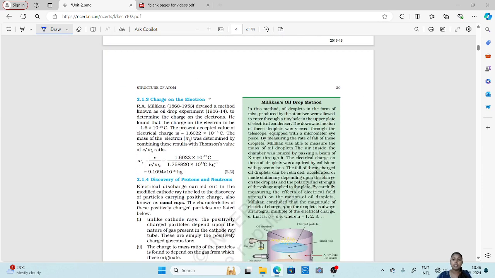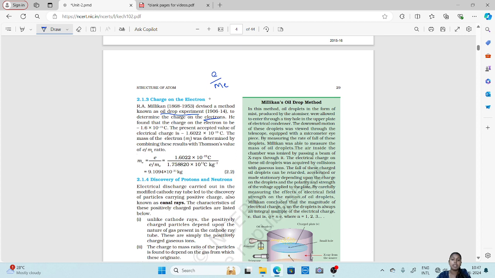Next is the charge on the electron. Now we have found the electrical charge by mass of electron ratio. Now we have to find what the charge on the electron is. So R.A. Millikan devised a method known as the oil drop method or oil drop experiment to determine the charge on the electrons. With the help of this experiment, he determined the charge on electrons.